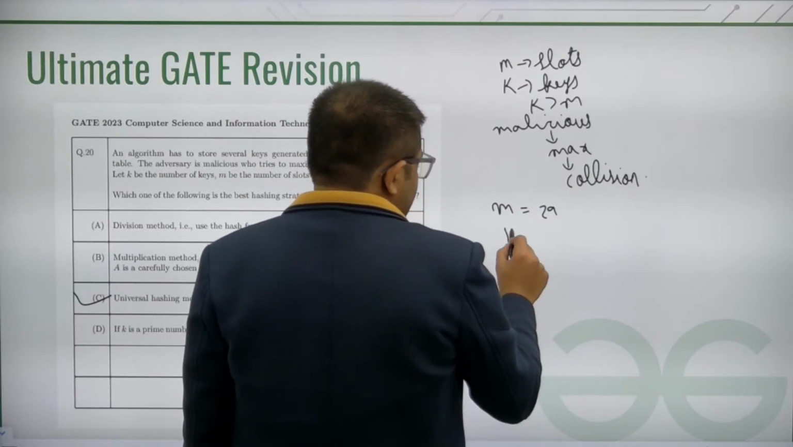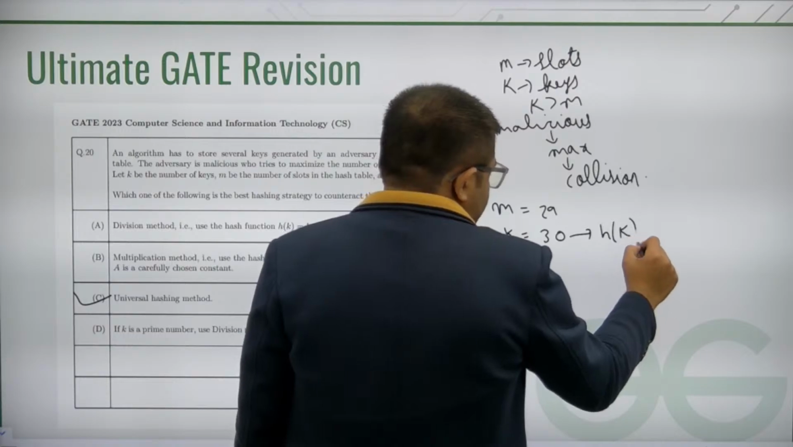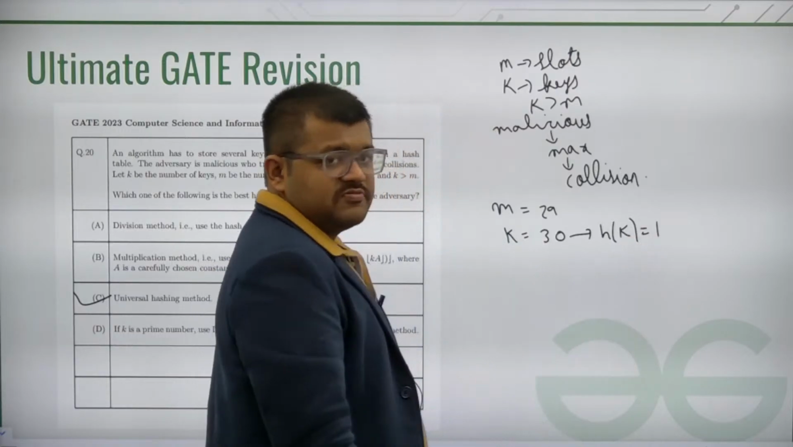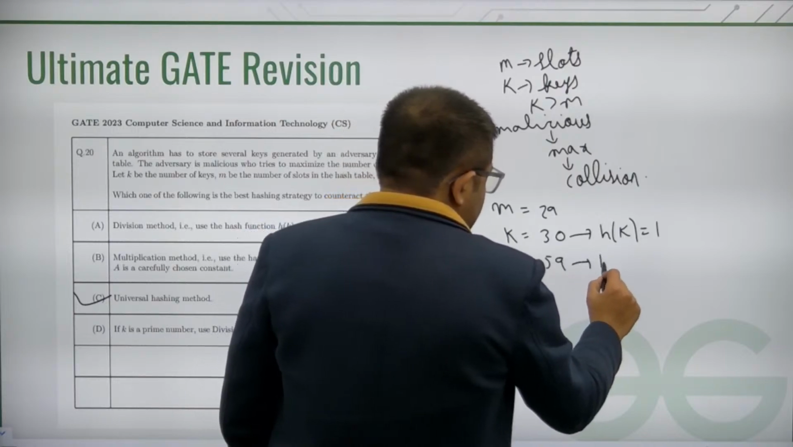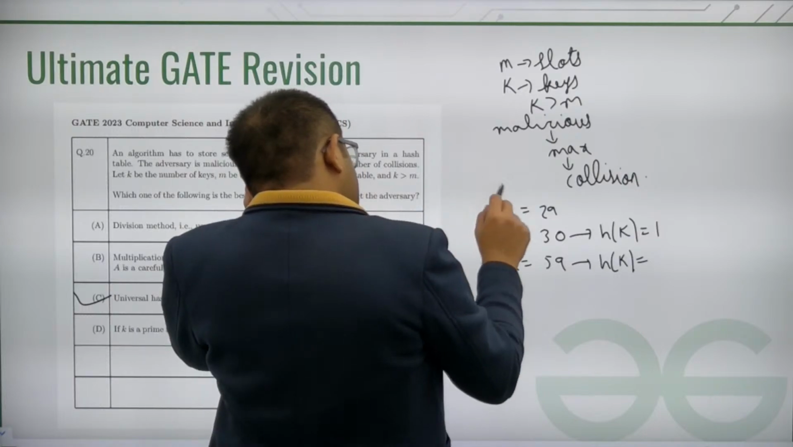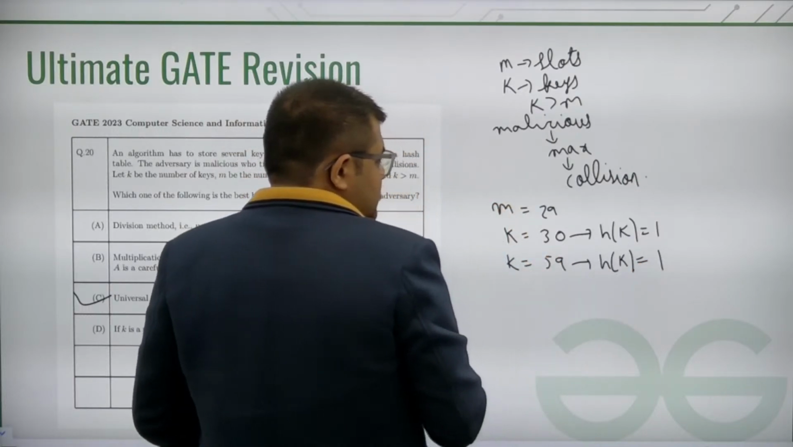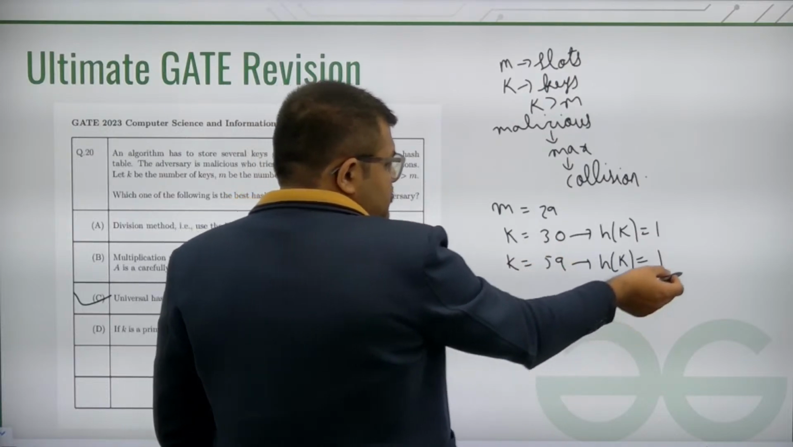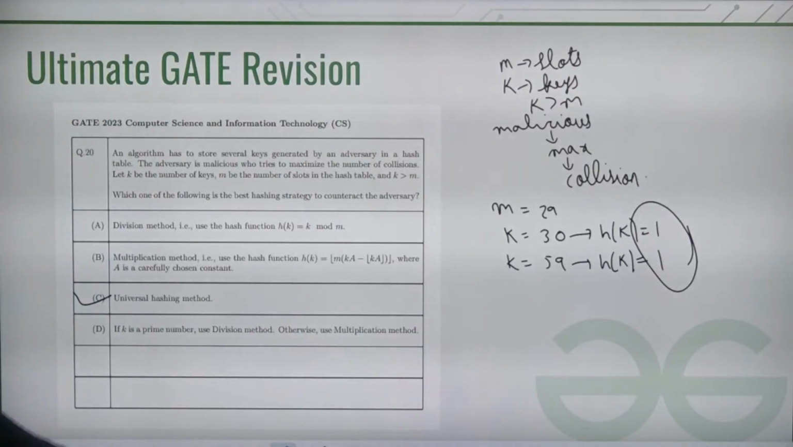Okay, so if I take a key with value 30, then h of k would be 1 because 30 mod 29 is 1. Then if you take key equal to 59, then also h of k would be 1 because 29 into 2 is 58, and this will also give 1. Similarly, there can be a lot of k values which will give the same hash value, so there will be collision. So the division method is gone.